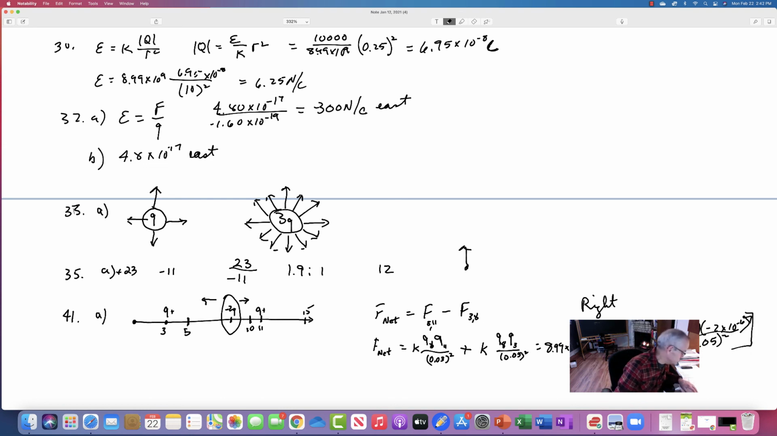And then if you do the math here, you end up with basically 2.22 times 10 to the minus 9, minus 8 times 10 to the minus 10, and that quantity multiplied by K, 8.99 times 10 to the 9th. And when you do that multiplication, you get 12.8 newtons to the right.